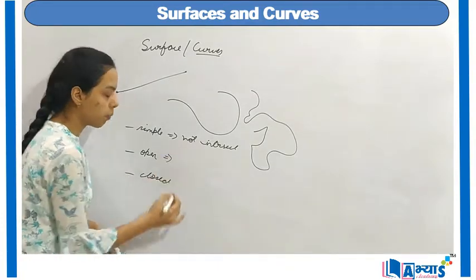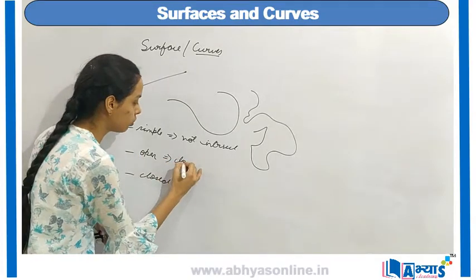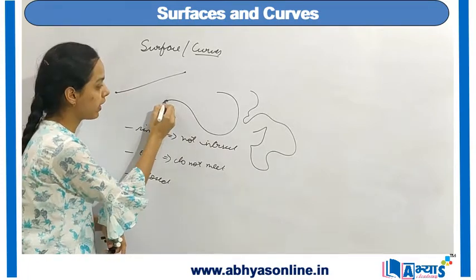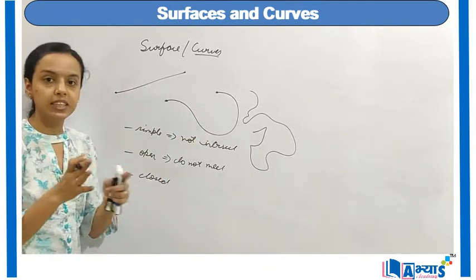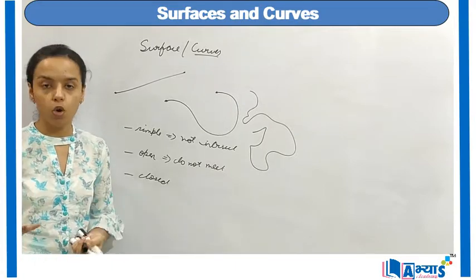In the case of open curve, the two endpoints do not meet. Like in the case of this, I have one endpoint and the other endpoint. These are very far away from each other. That means they do not meet. This is an example of the open curve.